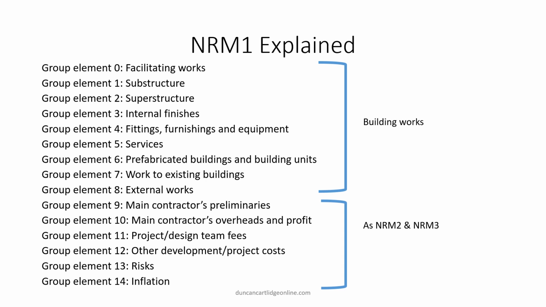The presentation of the figures is a very important feature of NRM1. For an estimate of cost, items 0 to 8 could be given as a single lump sum, whereas for a cost plan, the element groups should have individual cost allowances. Items 9 to 14 are required for both estimates and cost plans.